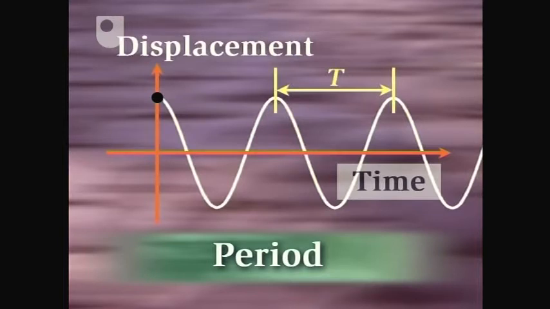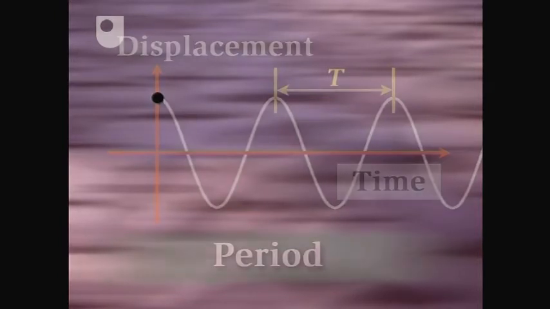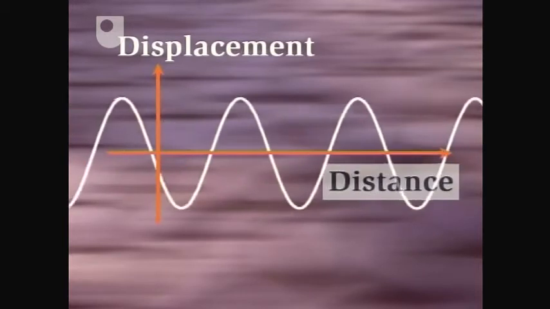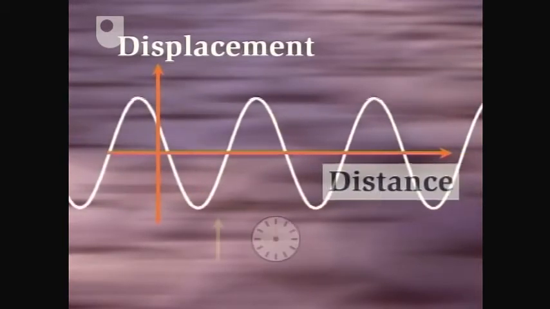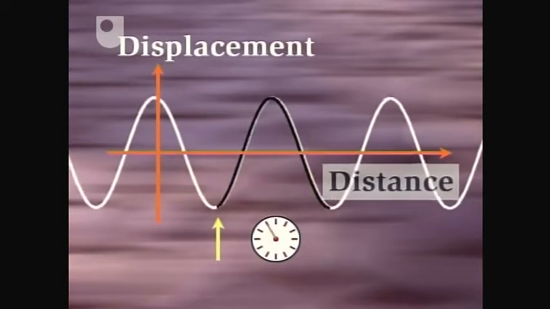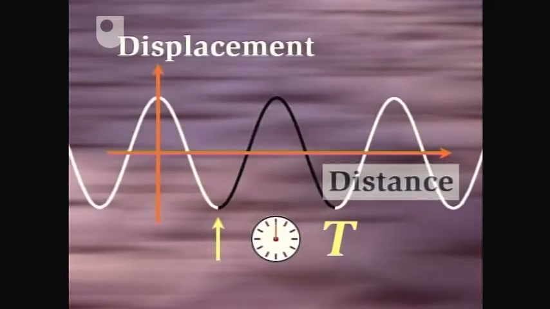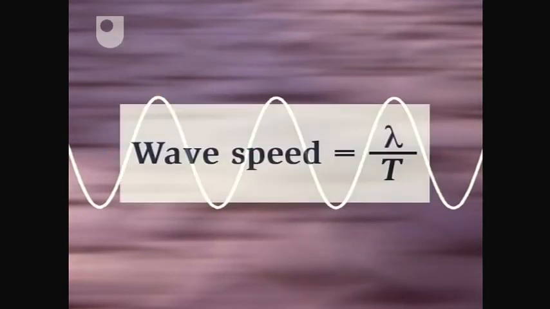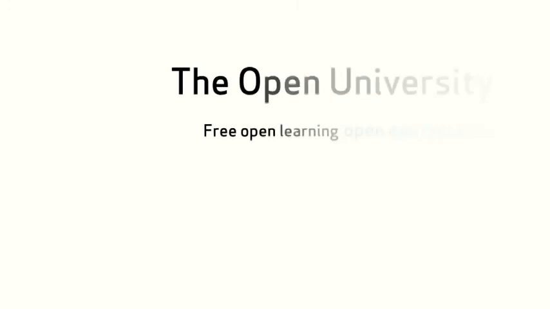So what's the relationship between the period of a wave and its wavelength? Well, here's the displacement versus distance graph again. Let's watch exactly one cycle and then freeze the action. During a time interval equal to 1 period, the wave has travelled forward a distance equal to 1 wavelength. So the speed of the wave, which is defined as the distance travelled divided by the time taken, is simply the wavelength divided by the period.